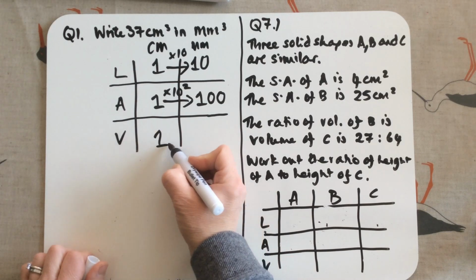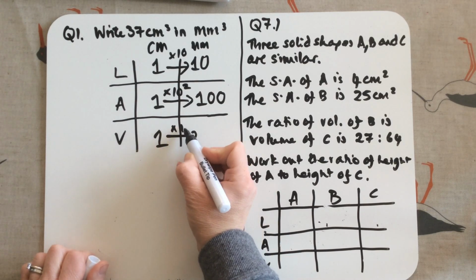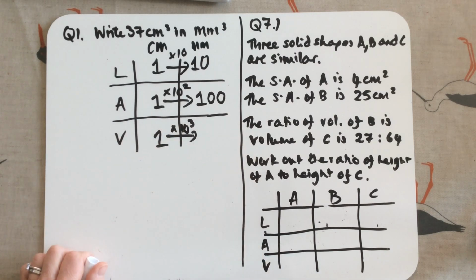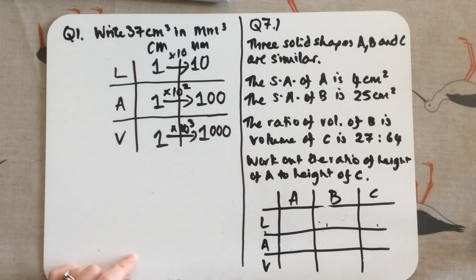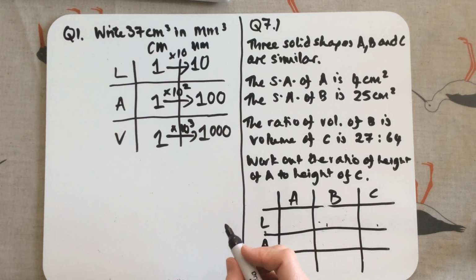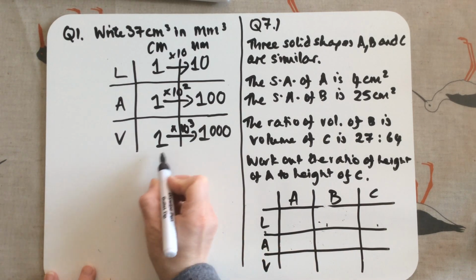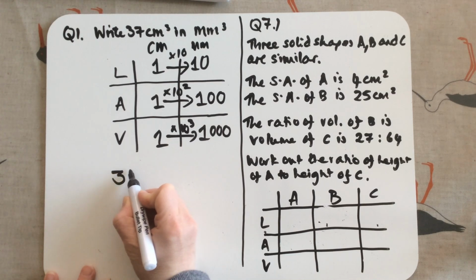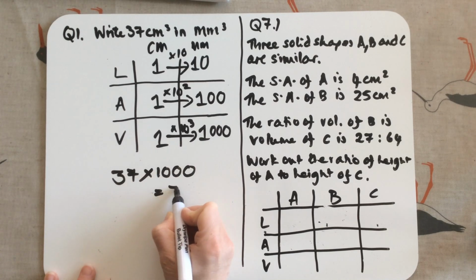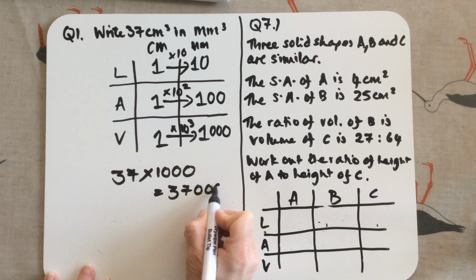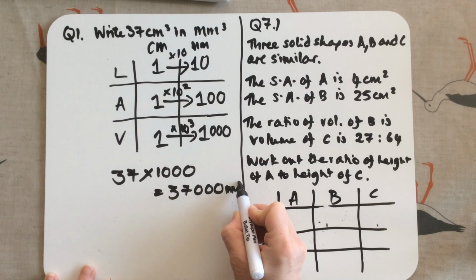For volume, I need to cube the scale factor. So I'm multiplying by 10 cubed, which is 1,000. And so in 1 centimetre cubed, there are 1,000 millimetres cubed. Now I can use that conversion for 37 centimetres cubed. I'm multiplying by 1,000. And that means that I have 37,000 millimetres cubed.